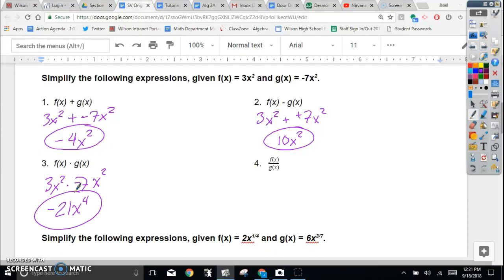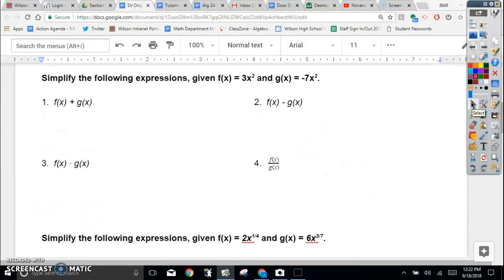All right, f of x over g of x. So 3x squared over negative 7x squared. 3/7 cannot reduce, so we'll keep the negative 3/7, but these x squareds cancel out. So you only have negative 3/7 left. X squared divided by x squared. Anything divided by itself is going to be 1.